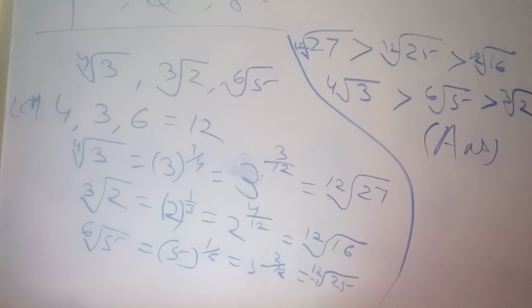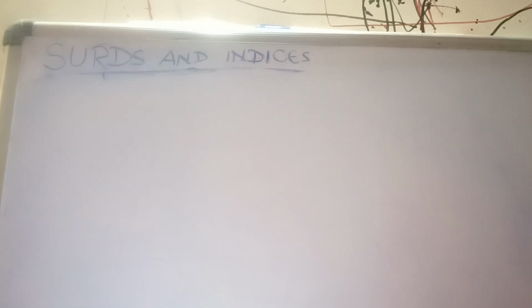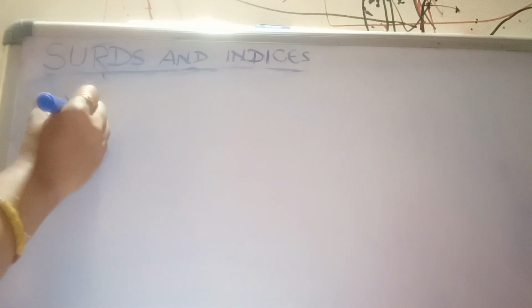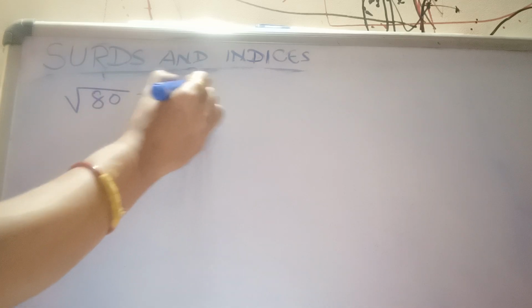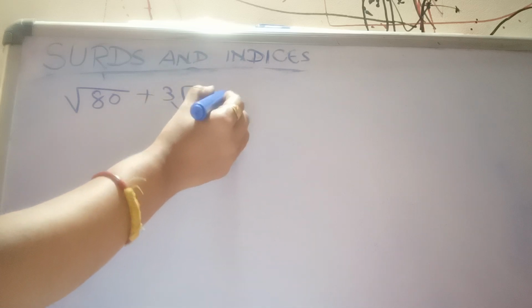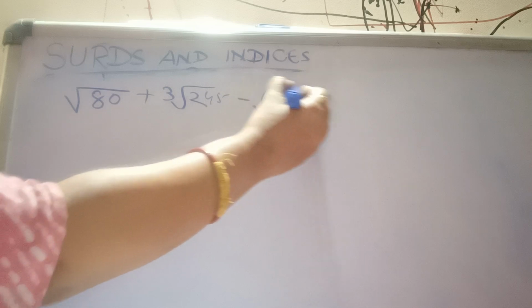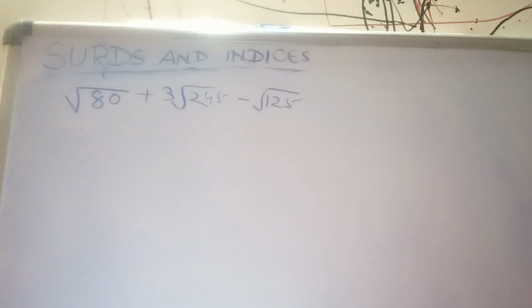Next question. We'll go for the next question: addition and subtraction of surds. Let's do the addition and subtraction of surds. First, find the possible factors of the terms, then add or subtract the equivalent surds. Let's do one. Find the value of root 80 plus 3 root 245 minus root 125. So first of all, we have to simplify all this.